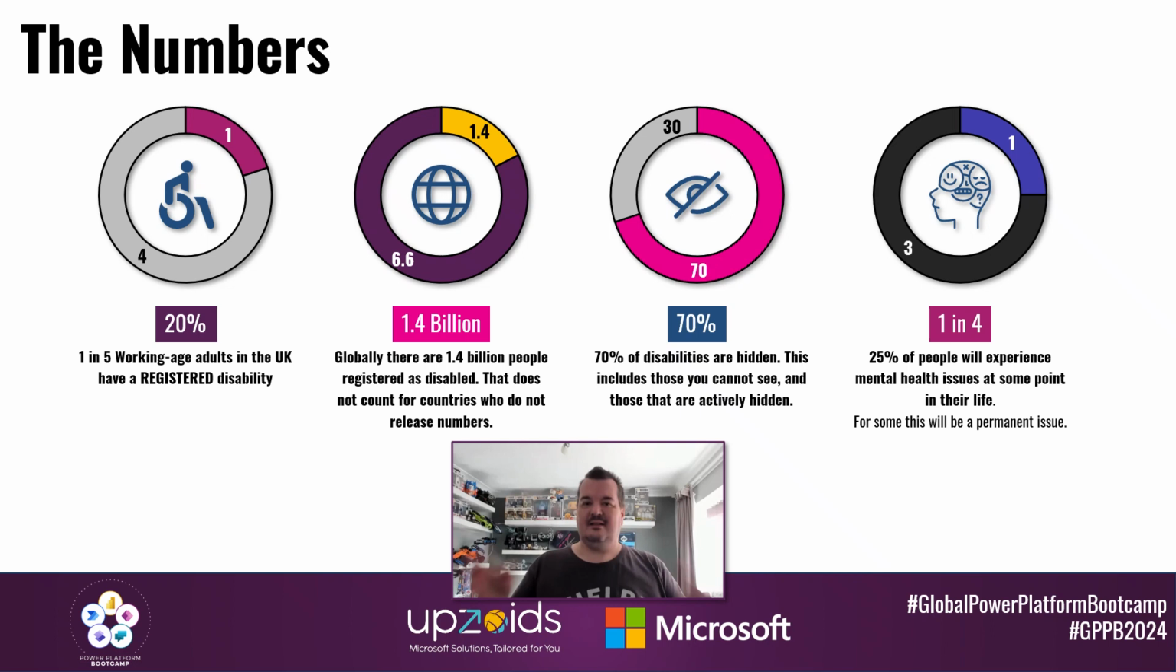And it can be for lots of reasons. It can go back to that stigma that I talked about. They can be worried about how it'll affect their work, career progression and their work life and things like that, how it'll affect them socially as well. So there are lots of reasons why people hide disabilities, but 70% of disabilities are hidden.